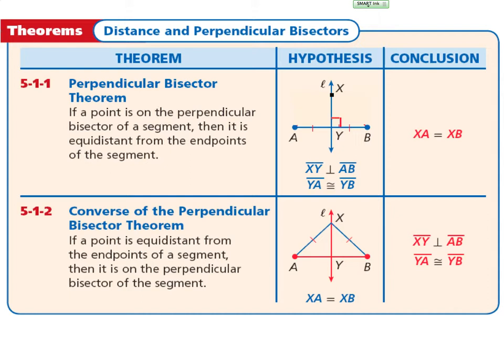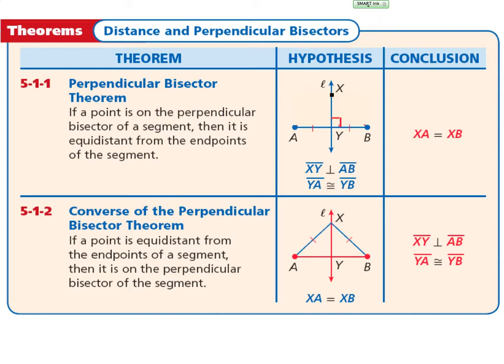Okay, converse is the second one. What's a converse? Opposite, meaning going like this. What's that mean? Okay, flipping. So what was the hypothesis is now the conclusion. And what was the conclusion is now the hypothesis. Okay, let's read through the converse together.